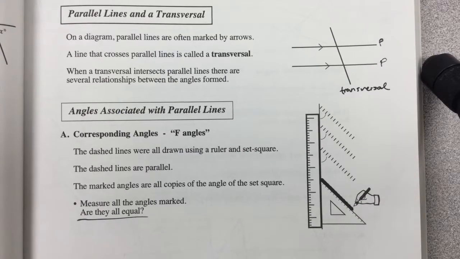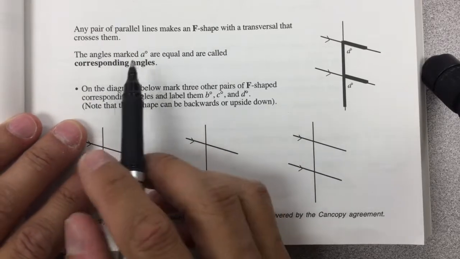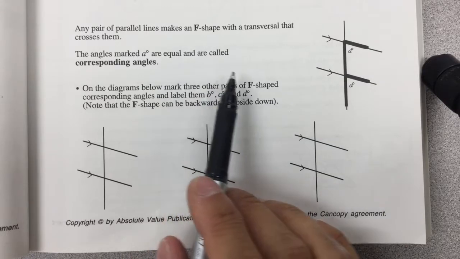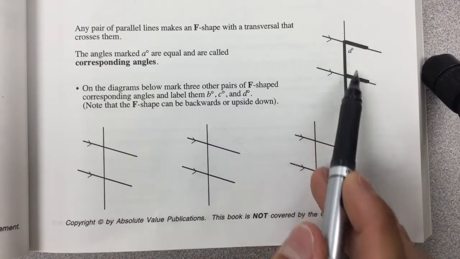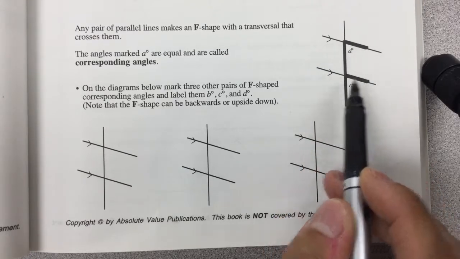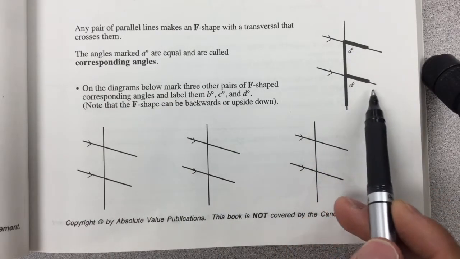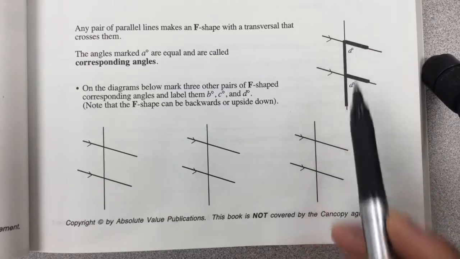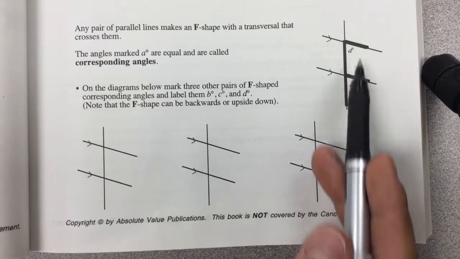I'm going to continue now, but what you'll find is any pair of parallel lines make an F shape with a transversal that crosses them. So if I have a parallel line and I draw a transversal through it, it's going to make the shape of the letter F. The angles marked A degrees, so A degrees here and A degrees here, are known as corresponding angles. The corresponding angles are equal.